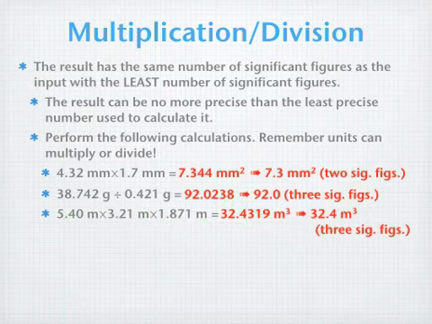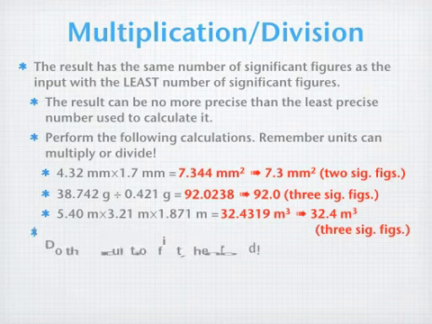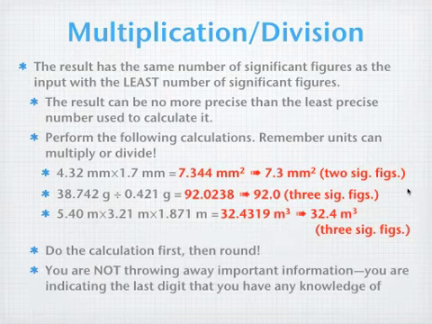3 significant figures. You notice when I did these calculations, I did the calculations first and then I rounded. People often worry that they're throwing away important information. You're not throwing away important information. What you're saying is that you're showing the last digit that you have any knowledge of. If we have 3 significant figures here and 3 significant figures here, then that means that this can only be known to 3 significant figures.